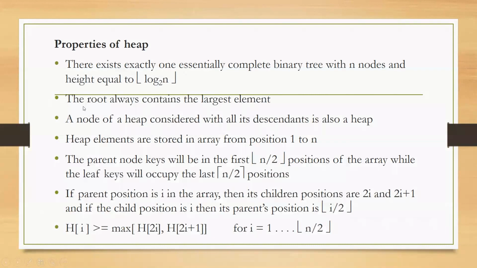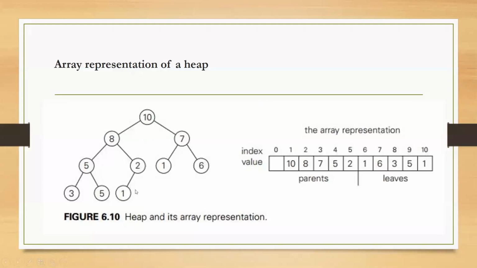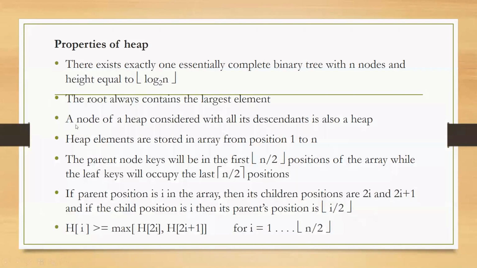Now, the second point: the root always contains the largest element. So what is one more property of the heap? Always the root node in the heap contains the largest element. The first point is that the height of the tree is log n. Third point: a node of a heap considered with all its descendants is also a heap.